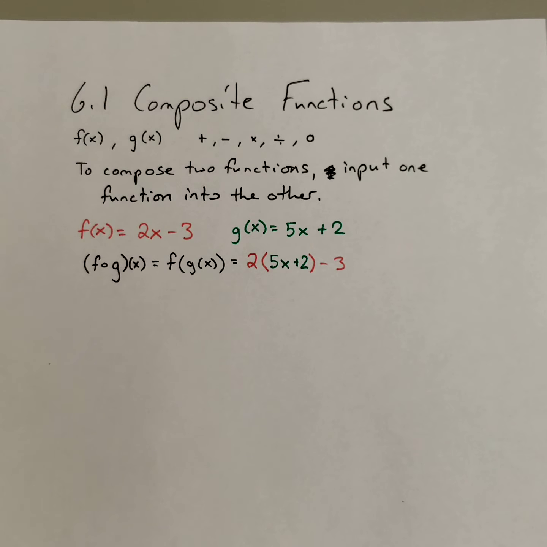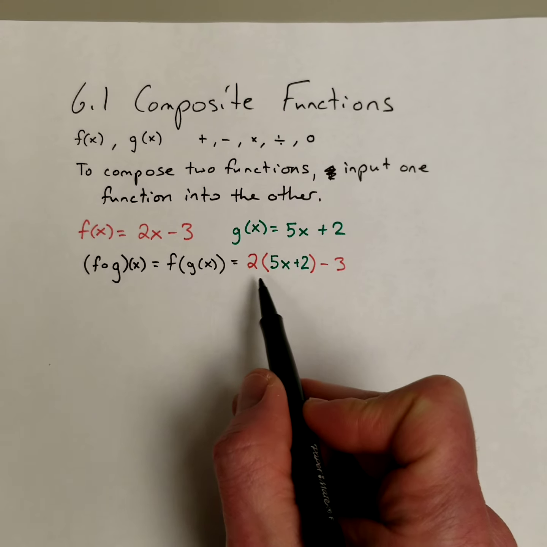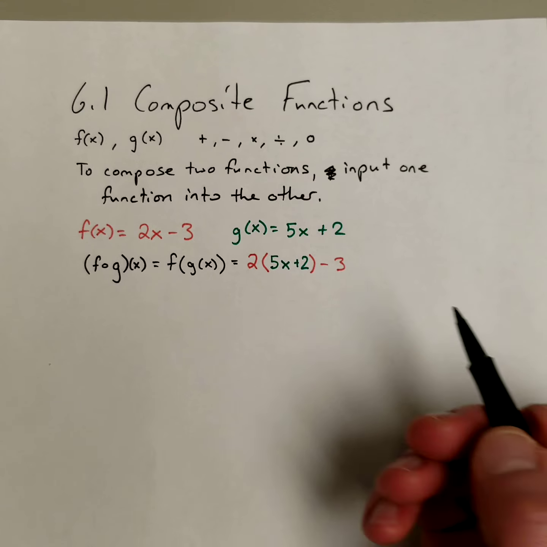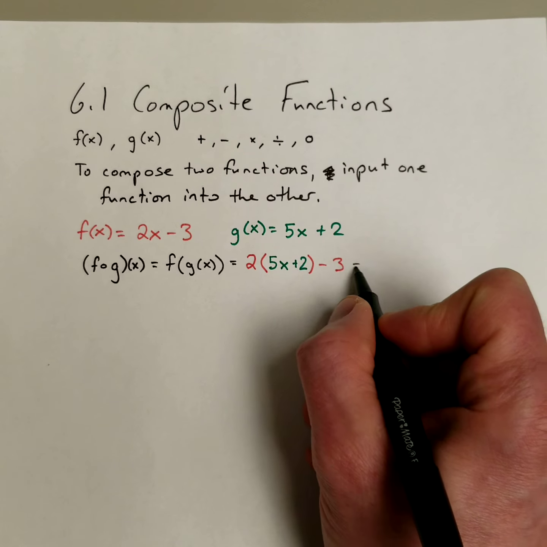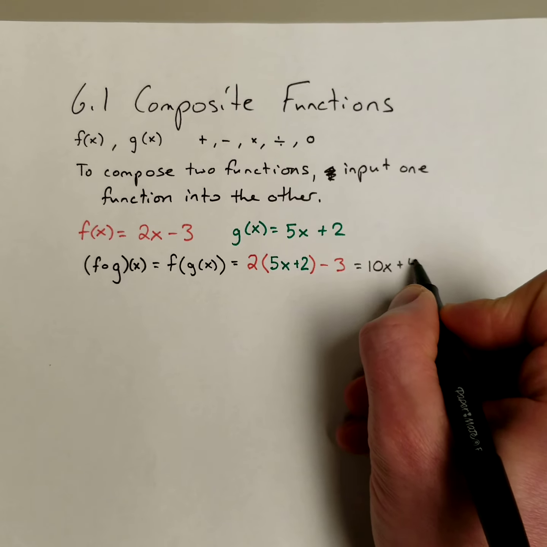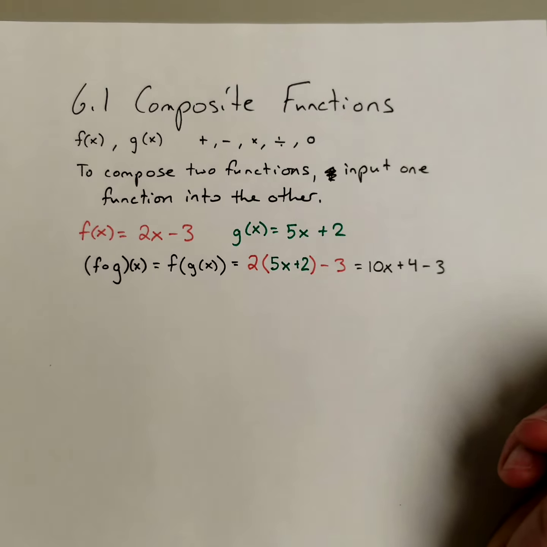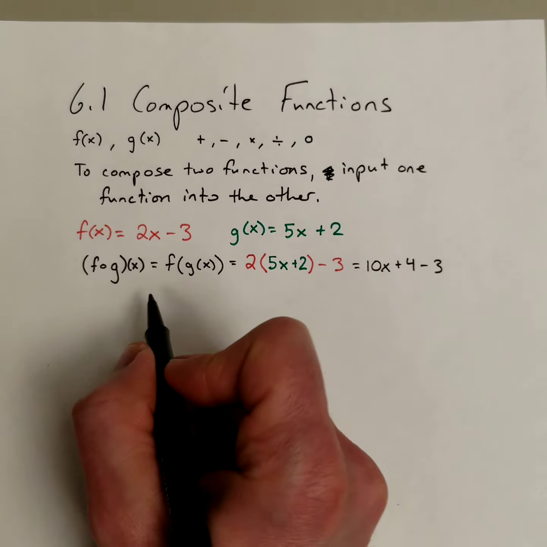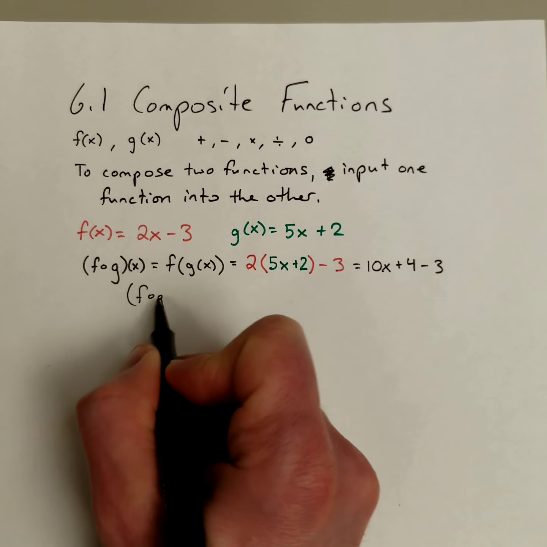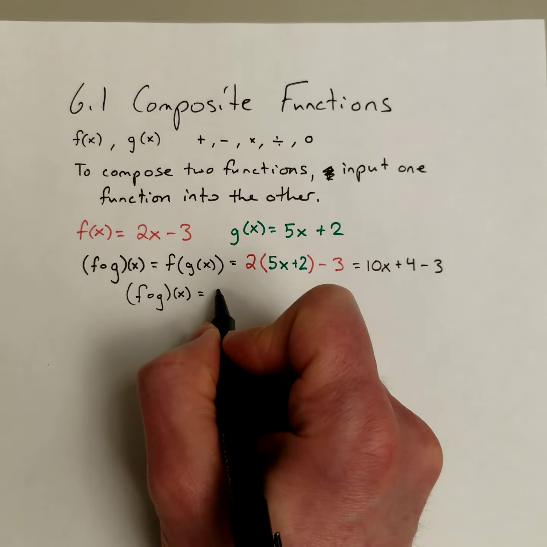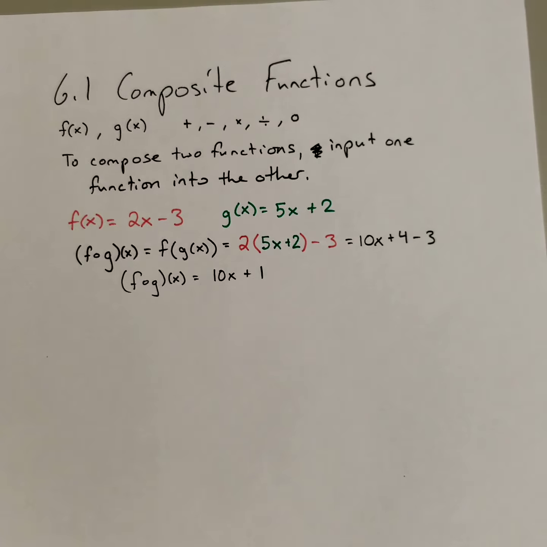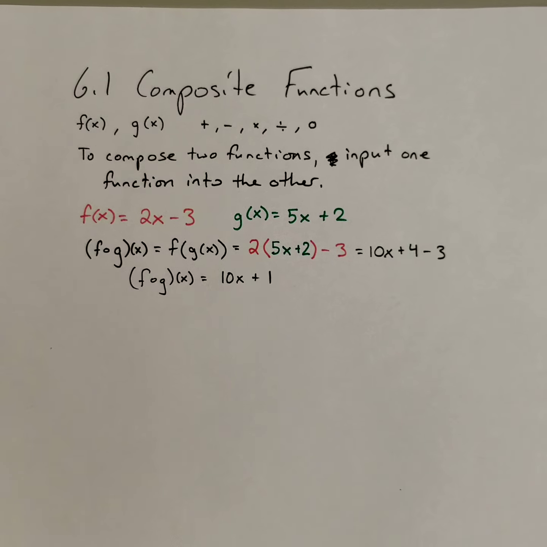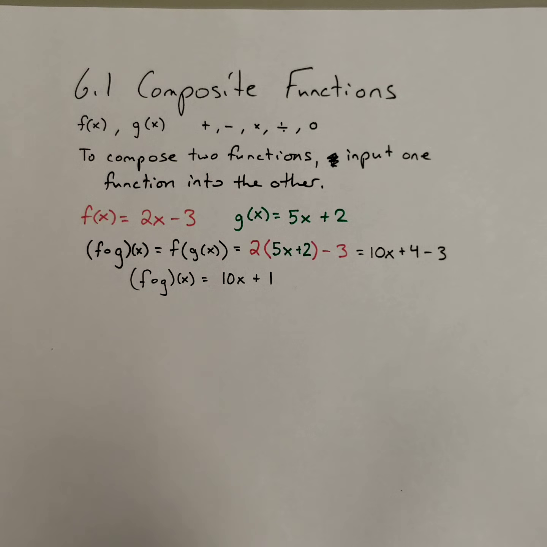Now, this becomes just a new function, and I want to simplify it, of course. So I'm going to distribute my 2, and this will simplify down to 10x plus 4 minus 3, which of course simplifies so that my final composite function is 10x plus 1. Okay? So that's how we compose two functions. We take the second function and insert it into the first function.